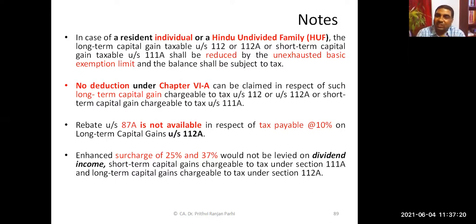And the enhanced surcharge of 25% and 37% would not be levied on dividend income. Okay, short-term capital gain chargeable to tax under Section 111A, and long-term capital gain chargeable to tax under 112A. This enhanced surcharge would not be levied on dividend income. So these are some additional points you just have to keep in your mind.